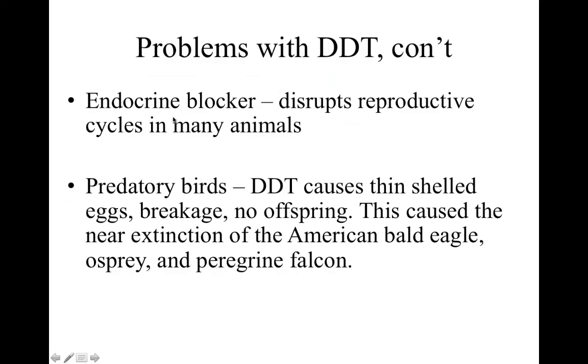So the problem with DDT, why it's bad for the body, is that it's an endocrine blocker and it disrupts reproductive cycles in many animals, humans included. In the predatory birds, the DDT led to the shells of their eggs being very thin, and when a bird would sit on its egg, it would break it, and that stopped the birds from reproducing, and this nearly caused the extinction of the American bald eagle. Also, osprey and peregrine falcons, all three of these nearly went extinct in the world.